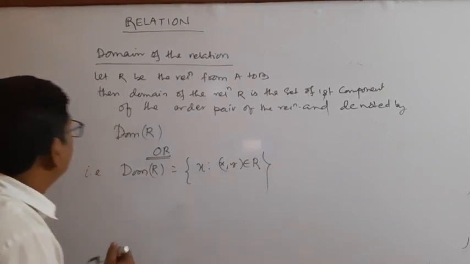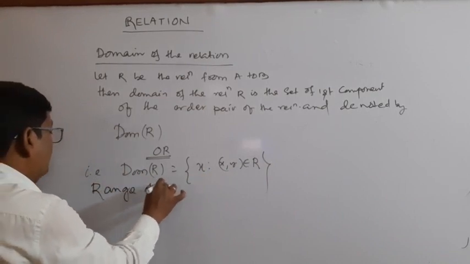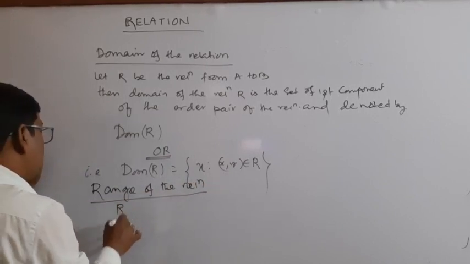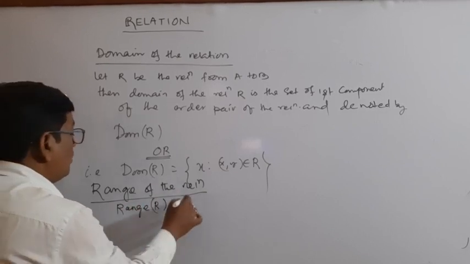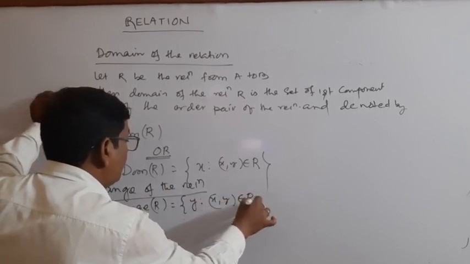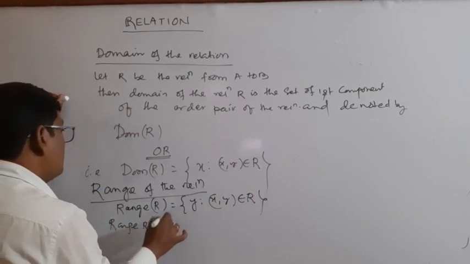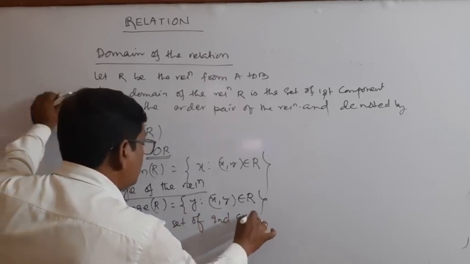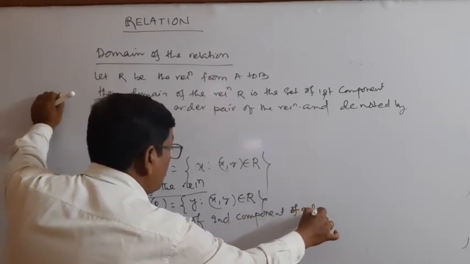Now the range of the relation. Range of R is equal to y such that (x, y) belongs to R. That is, range R is the set of second components of the ordered pairs.